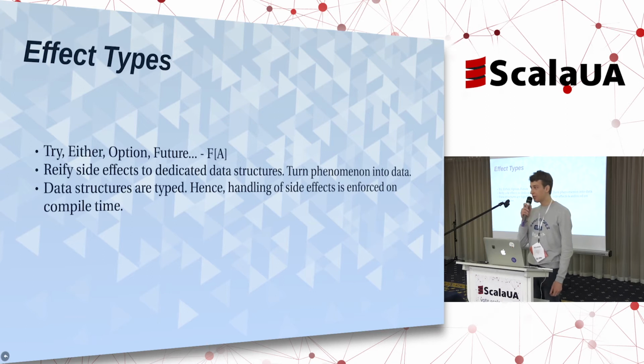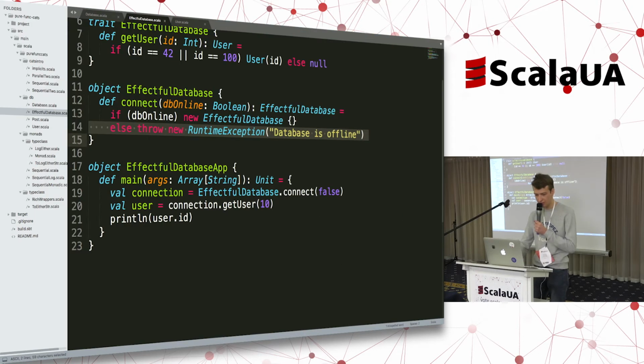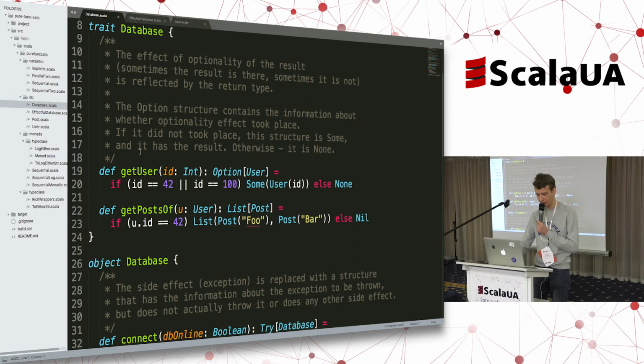And the main idea behind the effect types is to turn phenomena of side effects into data. So we reify the phenomena of throwing an exception or the phenomena of the capability to return null into a data structure that describes whether and how the phenomena has occurred. For example, if we are throwing an exception, this can be encapsulated in a Try data structure. Let us have a look at how this works in practice.